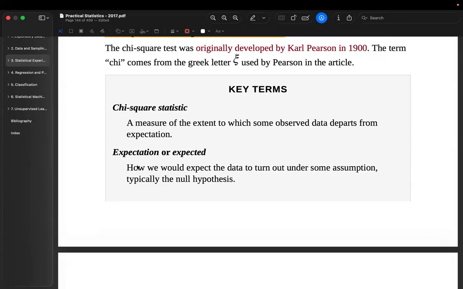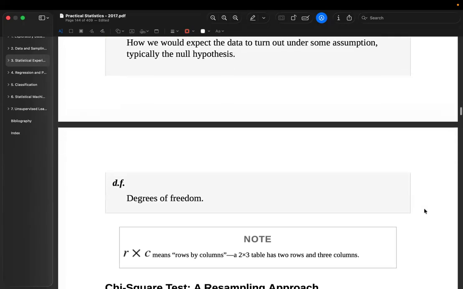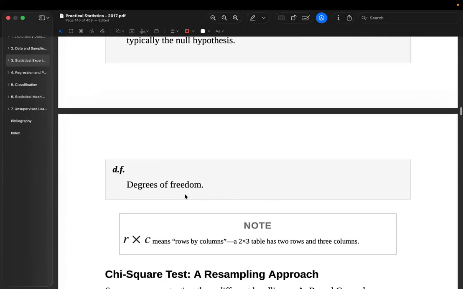And there's another term called expectation, or expected. It is how we would expect the data to turn out under some assumption, typically the hypothesis. For example, if it was the null hypothesis, how would our data look? That is the expectation. And DF is degrees of freedom.